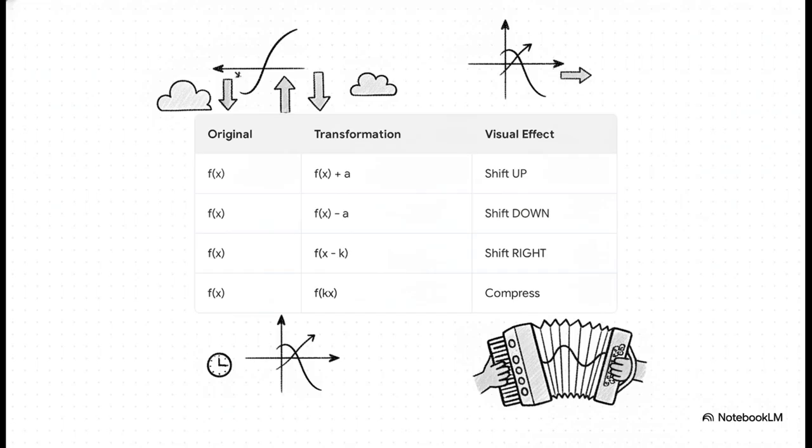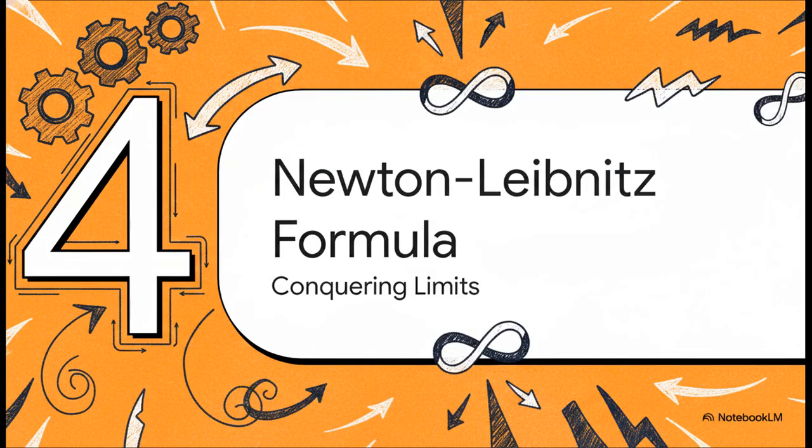If you subtract k from the x inside the function, you're delaying it, so you shift it over to the right. Multiply x by k, and you stretch or compress it like an accordion along the x-axis. If you memorize these visual rules, you completely bypass minutes of algebraic suffering. Section 4. The Newton-Leibniz Formula.